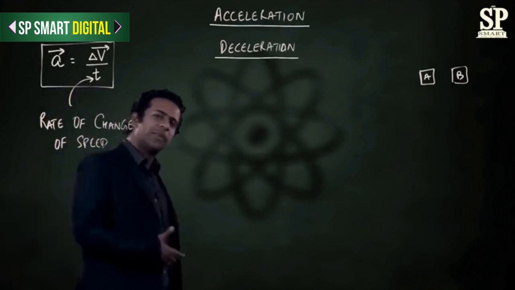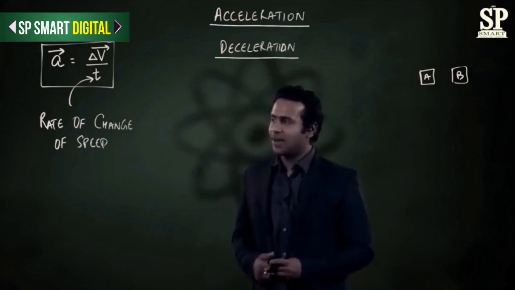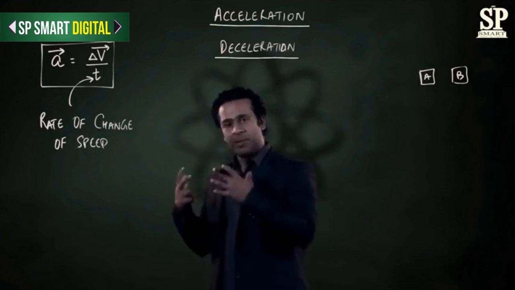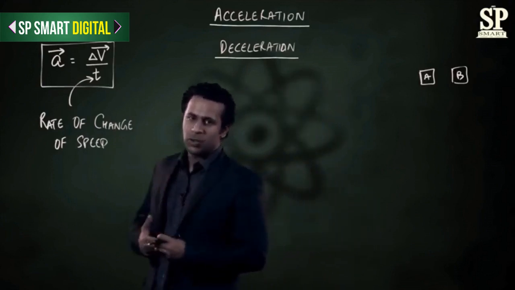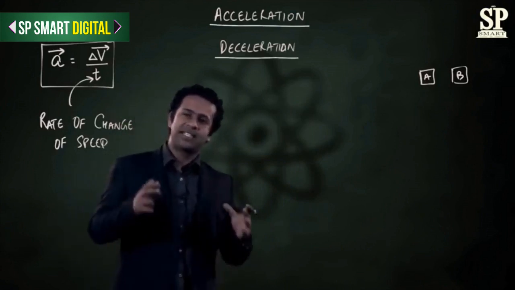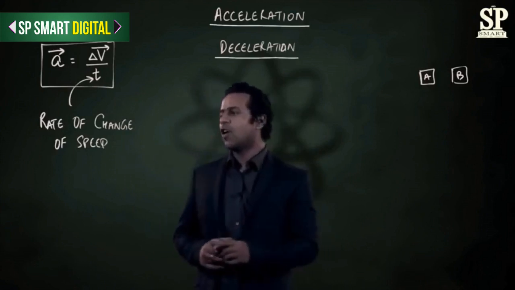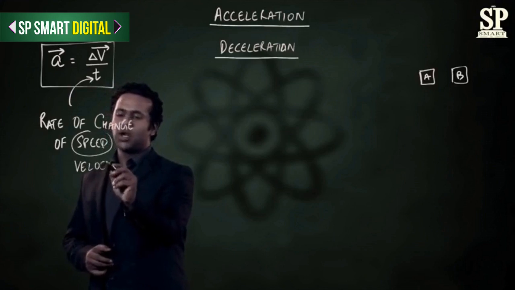I'm using the words speed and velocity interchangeably here, but I'm sure you understand that acceleration is a vector, but speed is also the magnitude of velocity. So we can sometimes use these words interchangeably. But strictly speaking, acceleration is the rate of change of velocity. So we should not call it speed, but rather velocity.